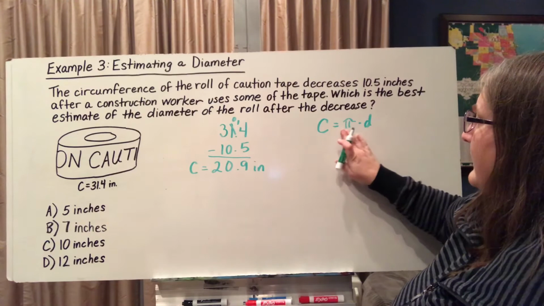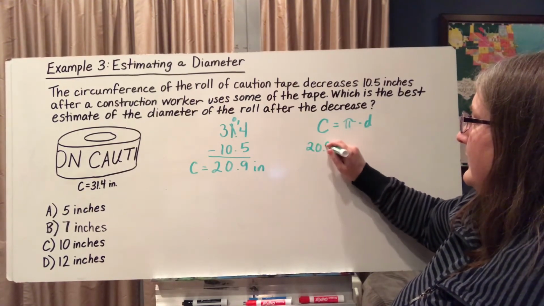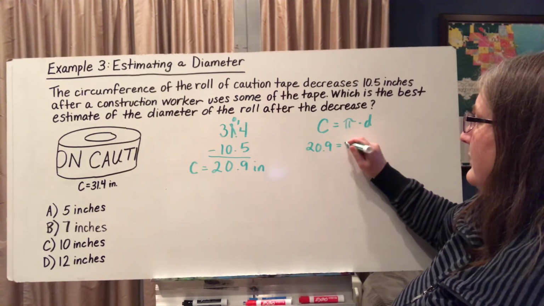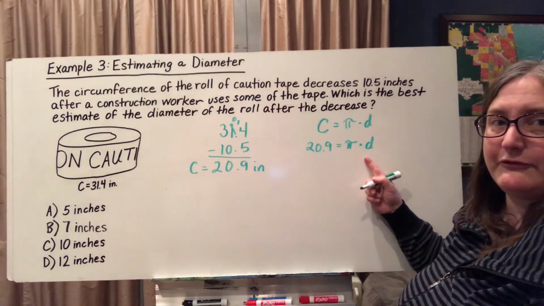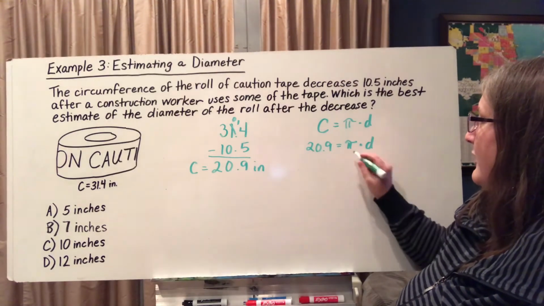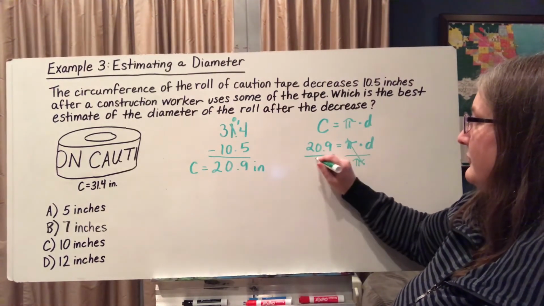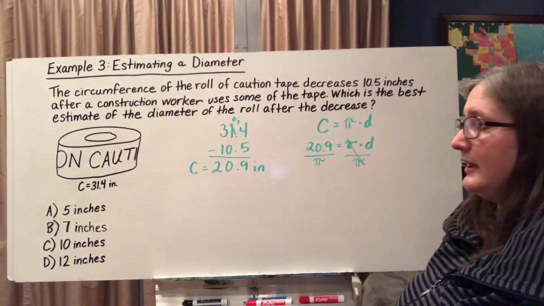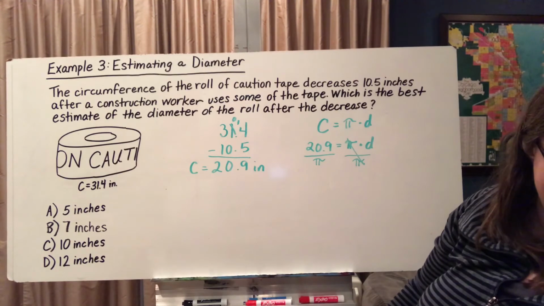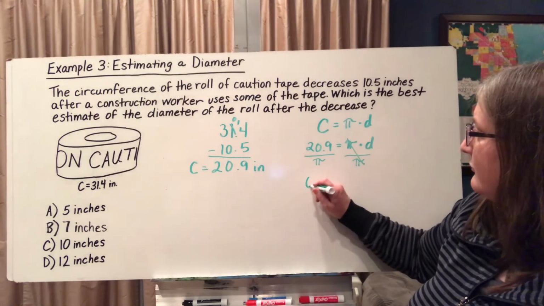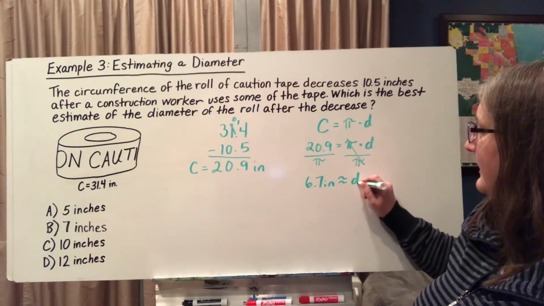Now to find circumference, I can do pi times my diameter. I'm looking for the diameter here, but I know the circumference, 20.9. And I know pi. I can use the pi button on my calculator. It's the diameter I'm searching for. This is the one I want by itself. So I'm going to divide this side by pi to cancel it out. I also then need to do it to the other side. And if I do 20.9 divided by pi, I get roughly an answer of about 6.7 inches for my diameter.